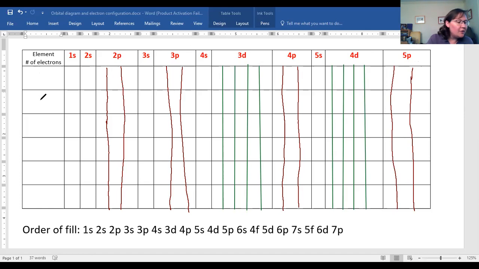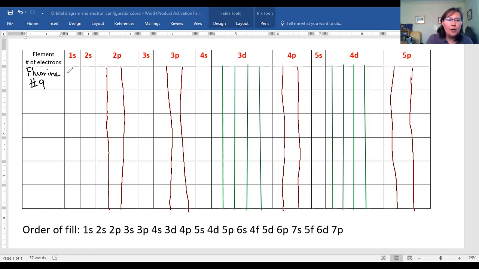First of all, let's take a look, for example, at fluorine. Say we're doing fluorine, and fluorine is number 9 on our periodic table. It's that first halogen, so take a moment and go ahead and find it. Because it's number 9, we're going to be counting 9 electrons.